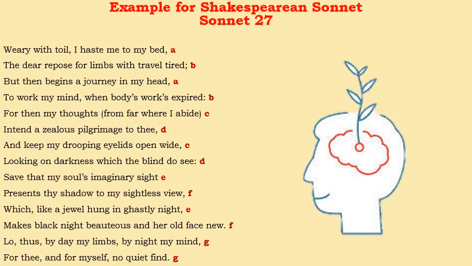Next, as an example of a Shakespearean sonnet, I have taken sonnet number 27. You can easily point out the rhyming scheme here, that is A B, C D, C D, E F, and G G. A formal rhyming pattern is followed by the Shakespearean sonnet. And we'll move on to the next type of sonnet.